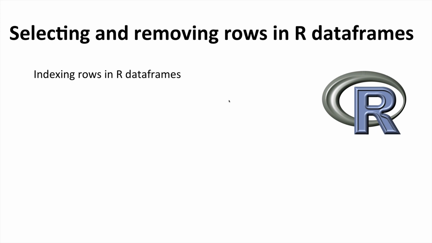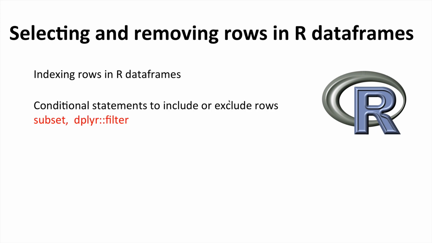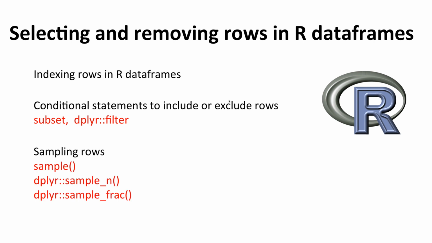If we wish to go beyond the user providing the specific row number, then we can provide R with conditional statements allowing us to select rows. This can be done using the function subset and the function filter from dplyr. Finally, we'll end with how you sample rows at random using the sample function.